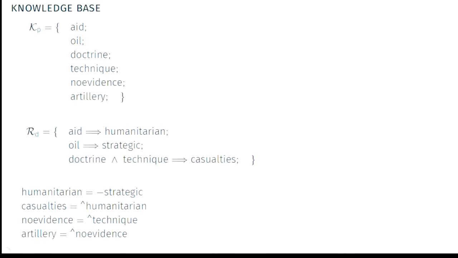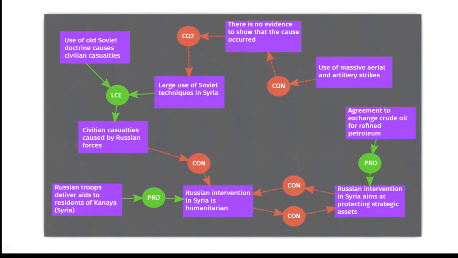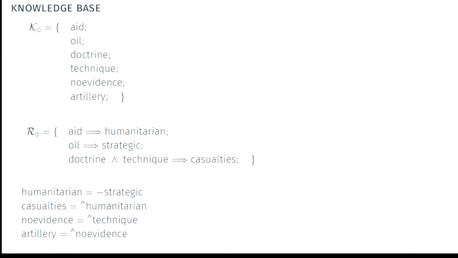So we start saying we have all these pieces of information here that become propositions. So, for instance, we have that the Russians delivered aid, that there was an oil agreement, what was the doctrine, the Soviet doctrine, whether we had evidence of use of large Soviet doctrines there or not, and then we have, for instance, the fact that we have information about artillery usage. And then we have the rules that say, well, if we deliver aid, then it's a humanitarian intervention. If we want to protect our own interest, then it's a strategic intervention. And this is the implementation of the cause to effect link.